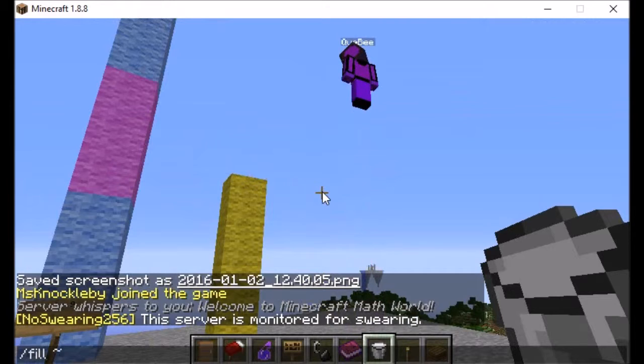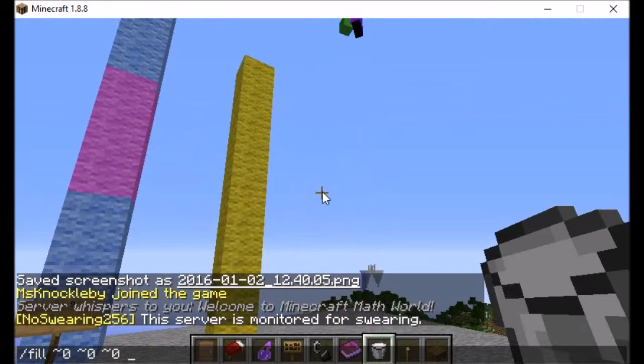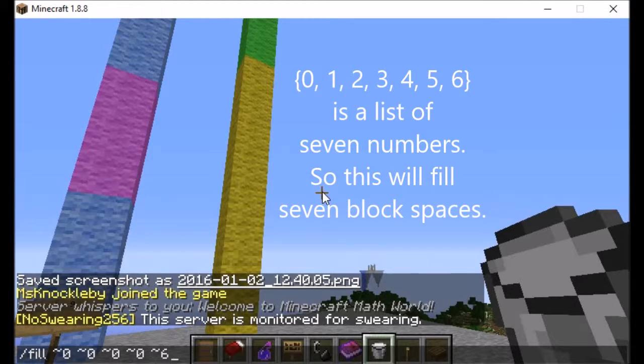So I'm going fill 0, 0, 0. We're going to start exactly where I am. And then I want it to go 7 above me. So I'm going to put 6 because it's going to fill all the blocks starting with where my feet are. That's 0. And then 1, 2, 3, 4, 5, 6. So that's actually a list of 7 numbers.